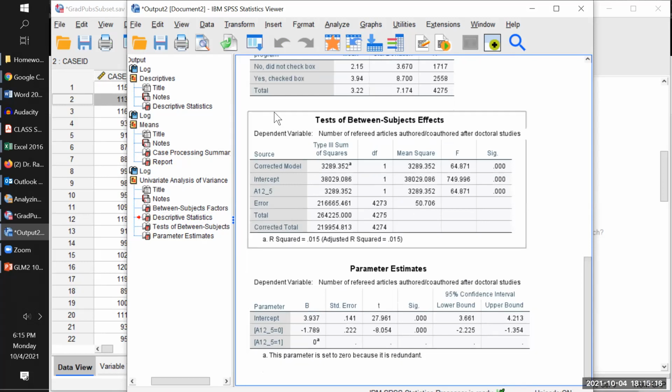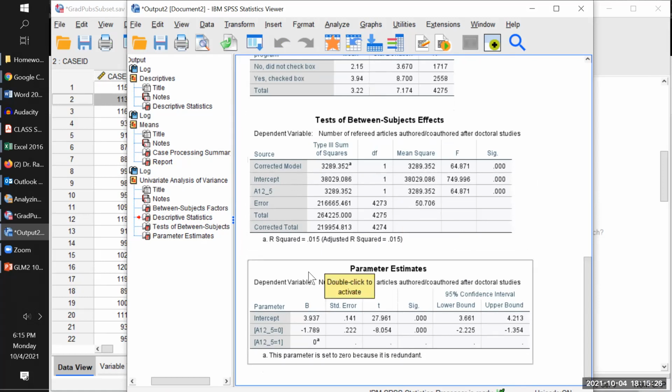If we scroll down, we get our test of between subjects effects. I have an R-squared that's pretty small, about 1% of the variance. But I have a significant F-test, so I've significantly reduced the error in my model. If I look at my coefficients box, I can see my intercept here, which is whenever this variable equals 0. So this is people who did not receive funding to do research. They have about 4 publications.